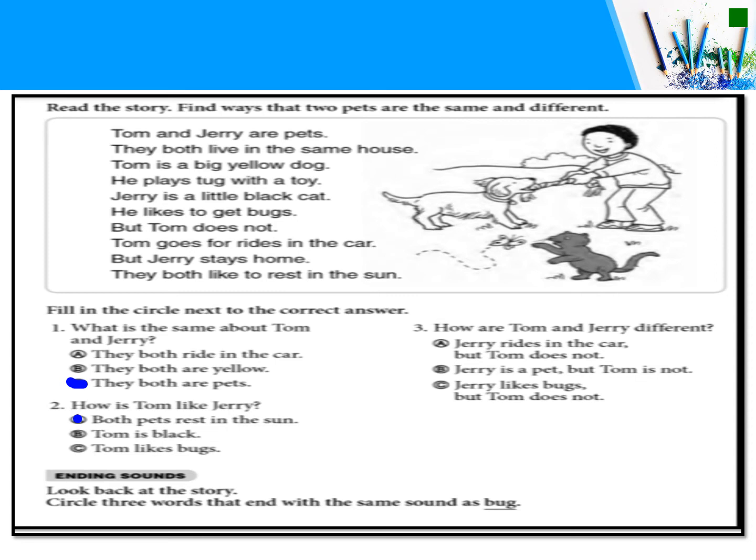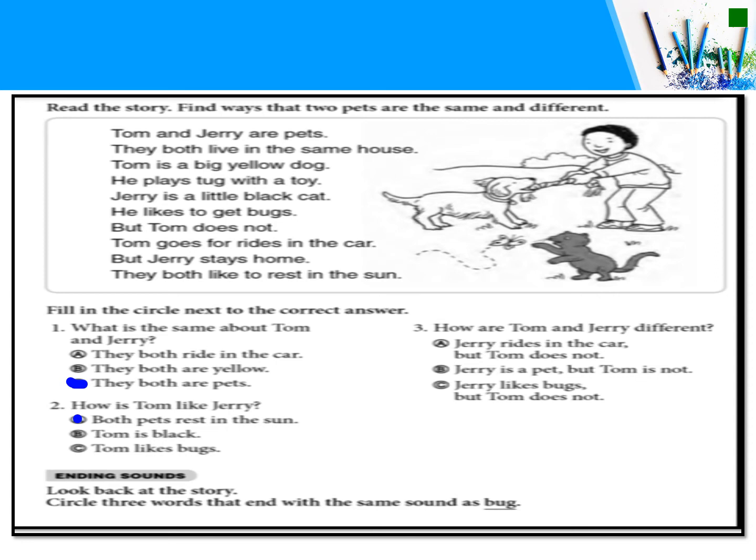Here in the story it says, Tom goes for rides in the car. Here it says, Jerry rides in the car. So the first statement is wrong. Jerry is a pet, but Tom is not. No, Tom is also a pet. Jerry likes bugs, but Tom does not.